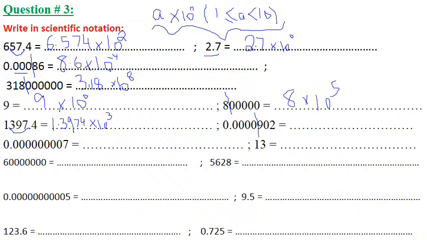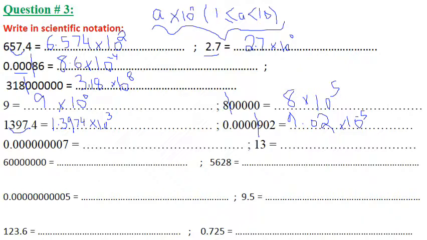So we split. It's not a number between 1 and 10. Let's make it 9.02 times 10 to the power. Let's count. 1, 2, 3, 4, and we moved it a digit, so it is 10 to the power negative 5 because the zeros are to the left.